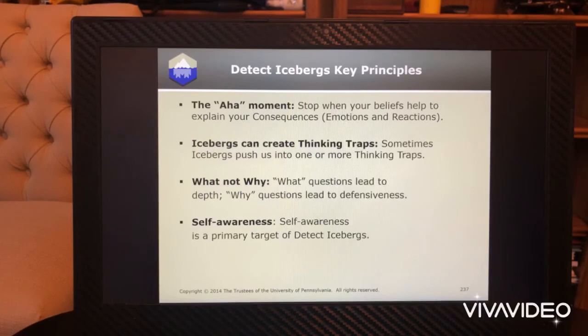Understanding that icebergs can create thinking traps. We talked about it earlier in the video, where you might have an iceberg that people can't be trusted. So you have a constant thinking trap pattern where it's them, and you're constantly looking to blame everybody else for any situation that arises. And then asking what and not why questions, because what questions lead to depth.